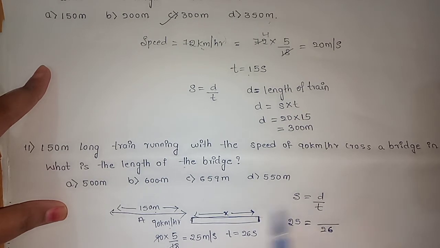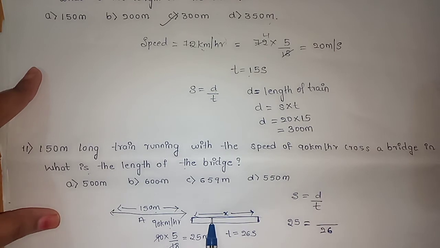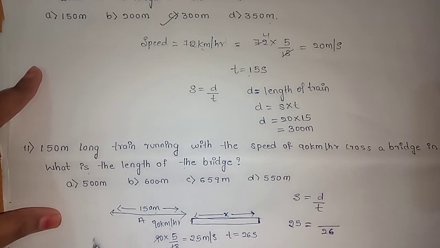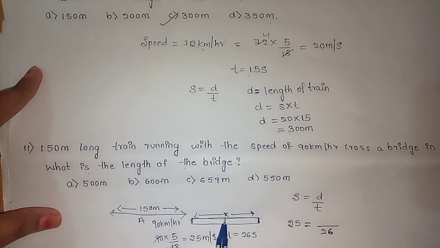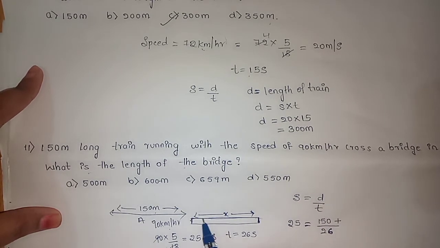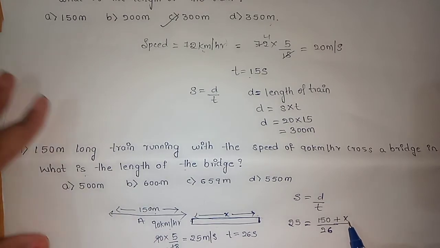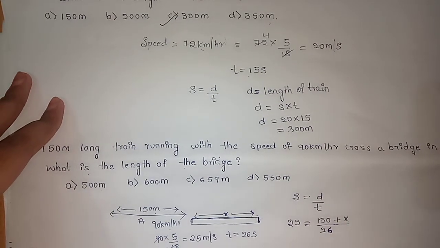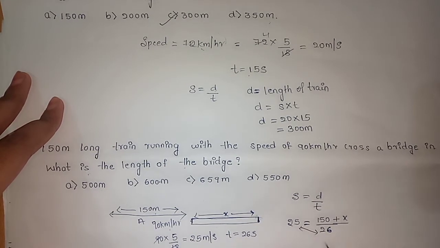What is the distance? When a train is crossing a bridge, their lengths should be added. The length of the train is 150 meter. Then the length of the bridge is x. Let us consider the length of the bridge as x. Now cross multiply: 150 plus x.